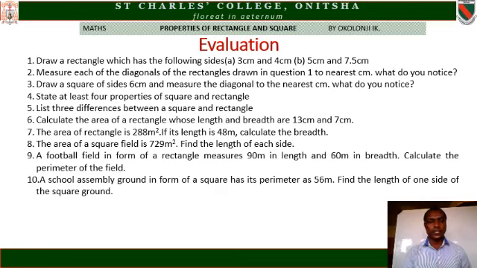Number 9. A football field in form of a rectangle measures 90 meters in length and 60 meters in breadth. Calculate the perimeter of the field. Number 10. A school assembly ground in form of a square has its perimeter as 56 meters. Find the length of one side of the square.